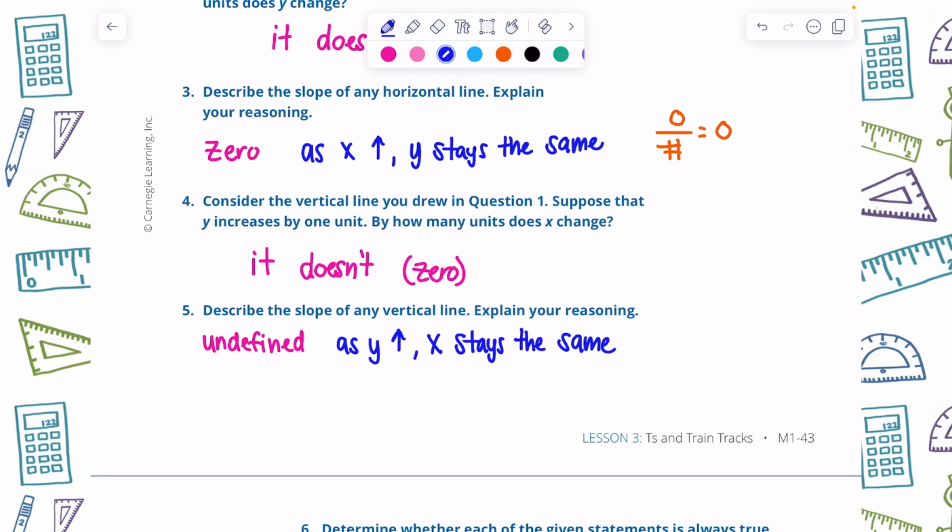And again, I'm going to write out what we already talked about. So we have a number because we rose however many we needed to on that line. And then we ran 0, and that gives us an undefined slope.